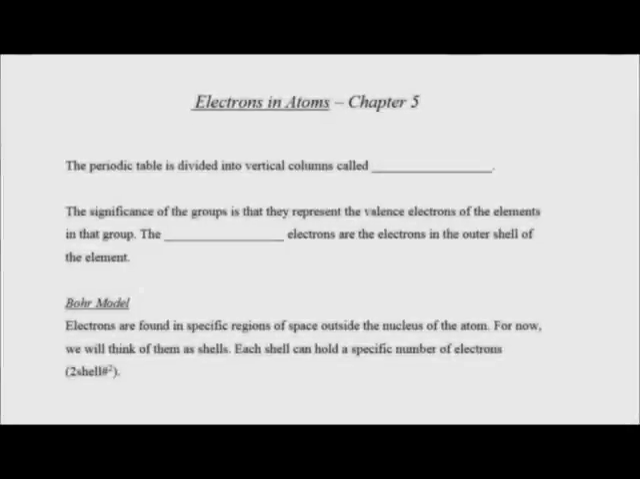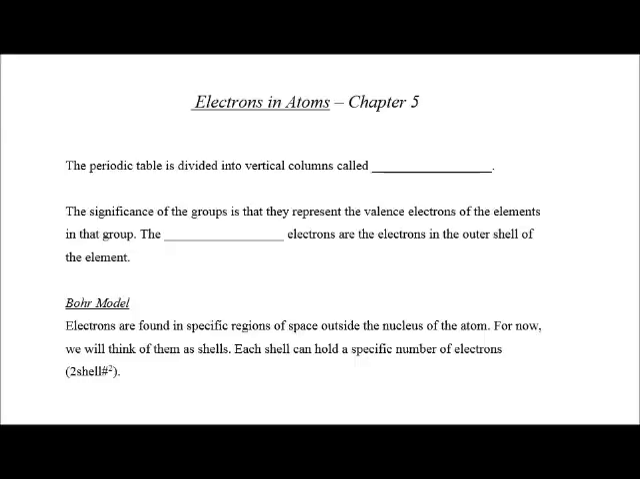So today we're starting with video lecture 1 for chapter 5. We're going to look more in depth at the electron's role in an atom. We know the periodic table is divided into vertical columns called groups.